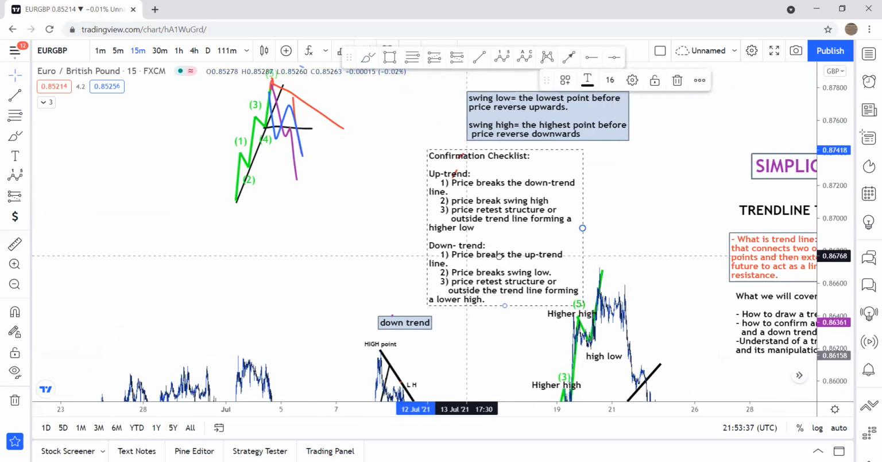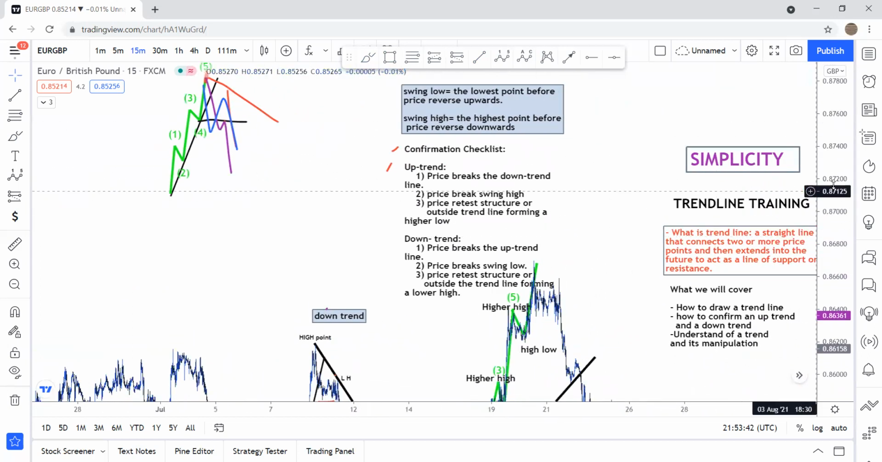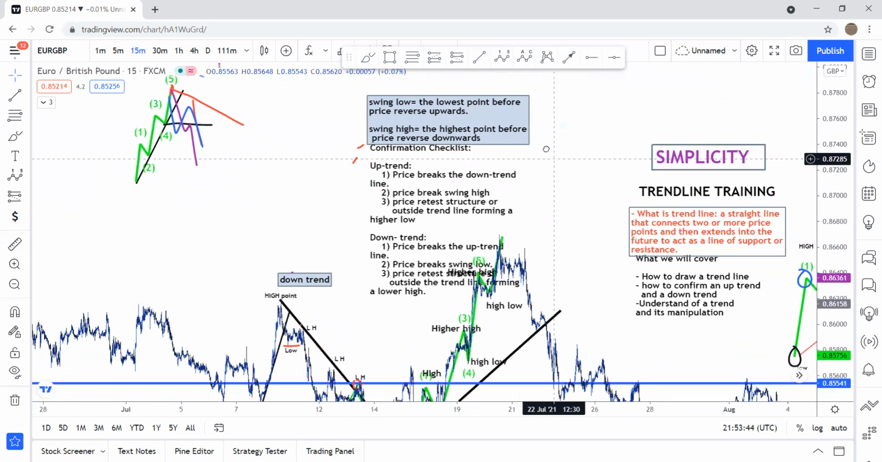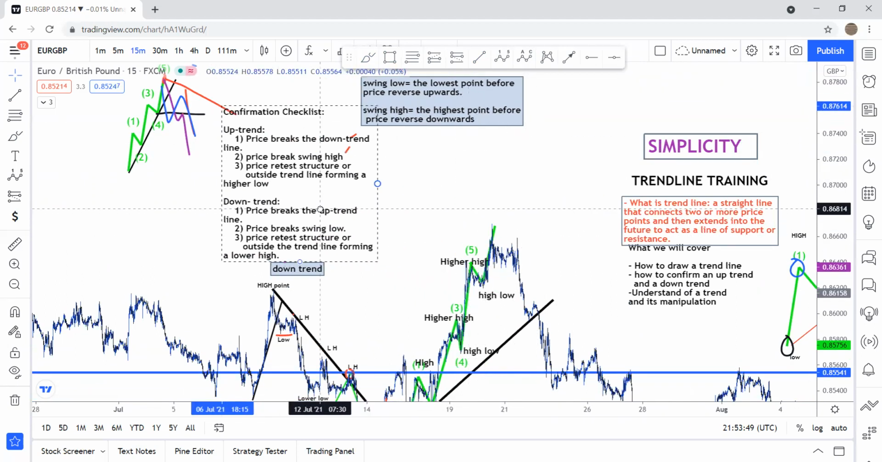So let's review the last thing. Once again, swing low equals the lowest point before price reverses upwards. Swing high equals the highest point before price reverses downwards, right? So when I mention swing lows and swing highs, I hope that makes sense.